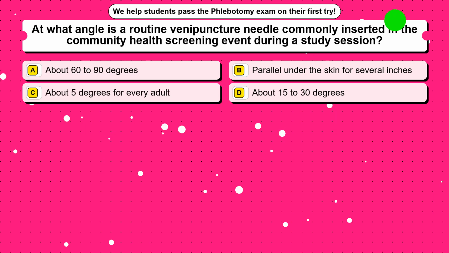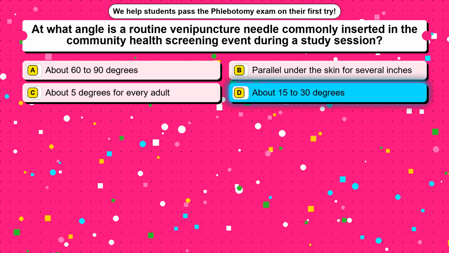Question 15. At what angle is a routine venipuncture needle commonly inserted in the community health screening event during a study session? Option A. About 60 to 90 degrees. Option B. Parallel under the skin for several inches. Option C. About 5 degrees for every adult. Option D. About 15 to 30 degrees.